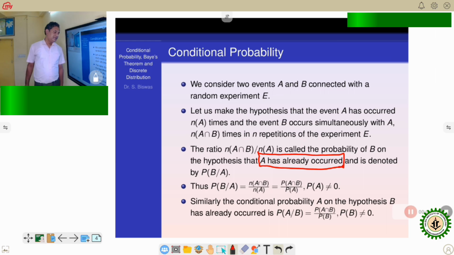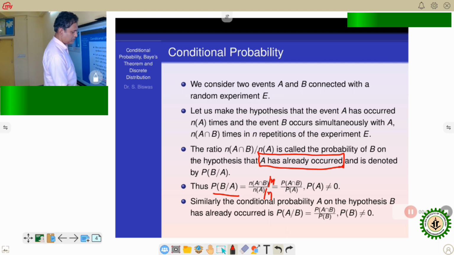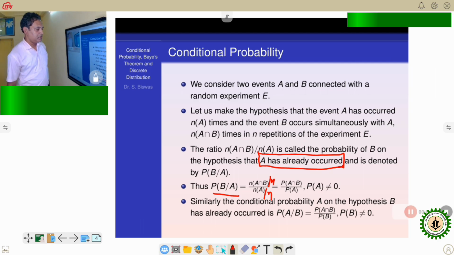Now, based on our knowledge of probability, we can define P(B|A). This actually comes from the classical definition of probability. P(B|A) becomes equal to n of A intersection B by n_A, and if we divide the numerator as well as the denominator by small n, it becomes P(A intersection B) by P(A), provided the probability of A is not equal to 0.